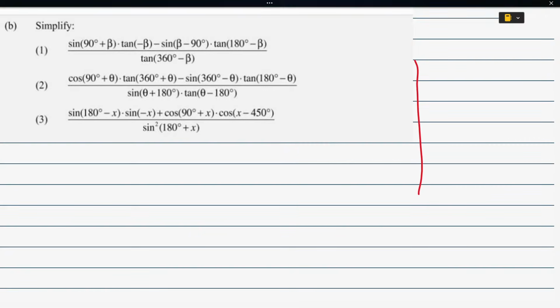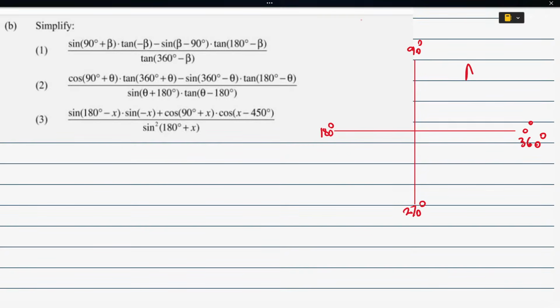The cast rule is like this. And then this is 0 degrees, 90 degrees, 180 degrees, 270 degrees, 360 degrees. We say all students to Cape Town. All students to Cape Town. Okay. Or you can say all sine, tan, and cos.